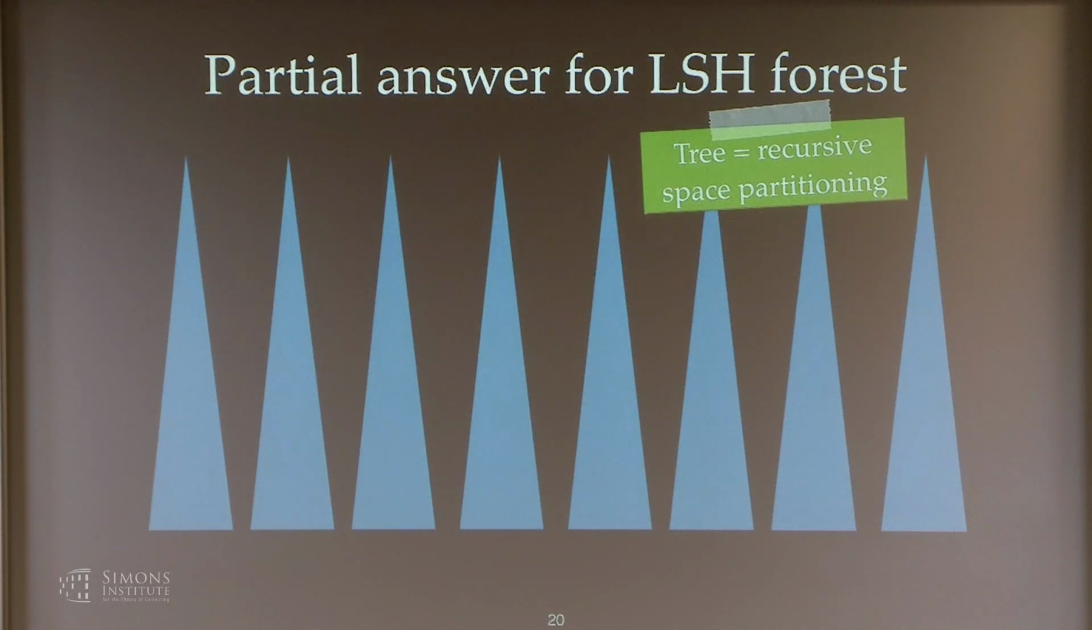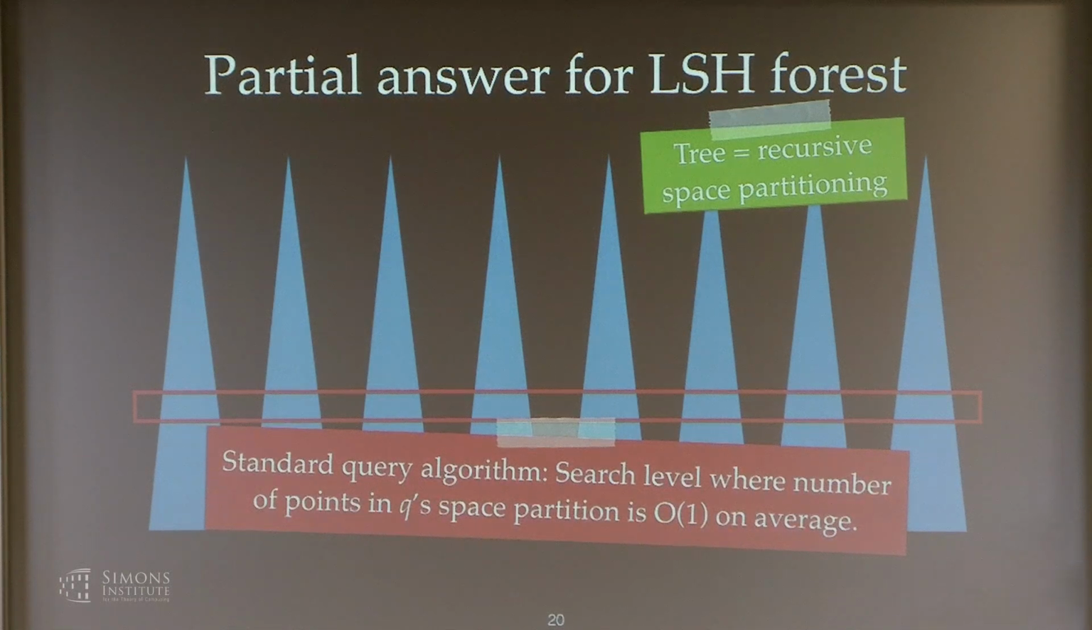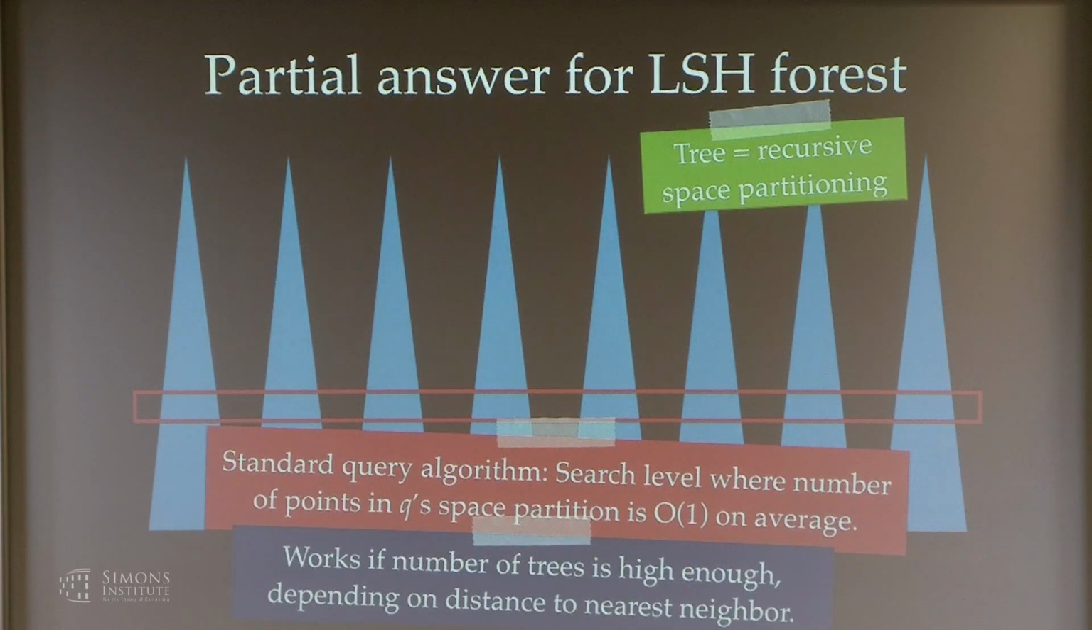The standard query algorithm for LSH forest is that you search a level of these trees where the average number of points you see in a partition is constant. This is how you usually search LSH forest. You can show that this works if the number of trees is high enough. But high enough actually depends on the distance to the nearest neighbor. So even though it claims to be adaptive to the particular query, it does need to make some assumptions about the distance to the nearest neighbor.